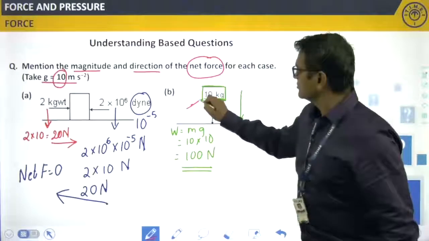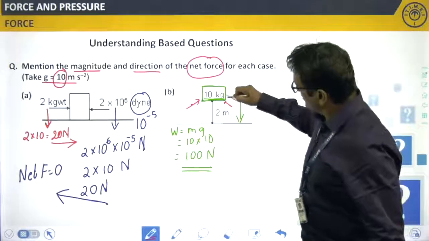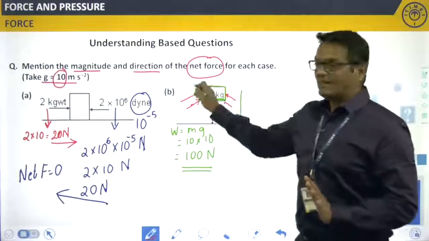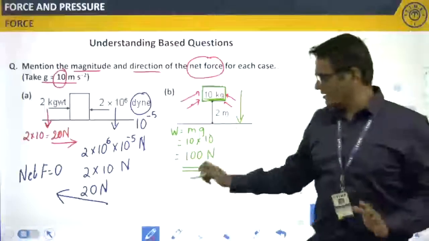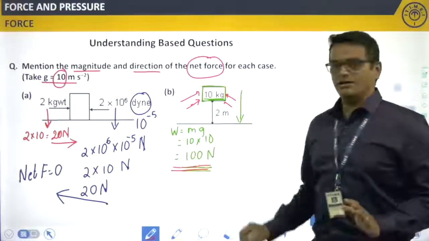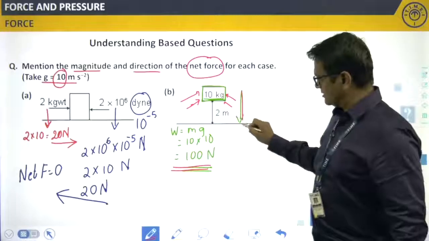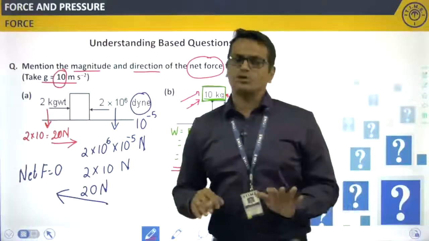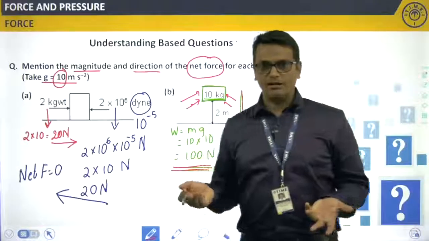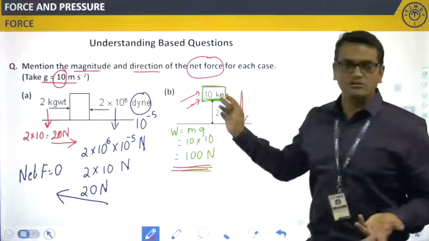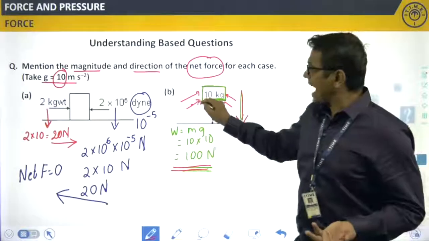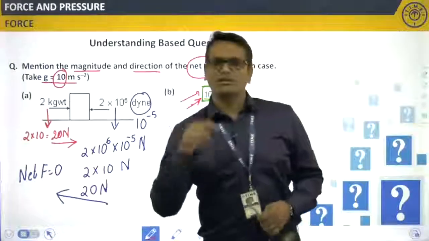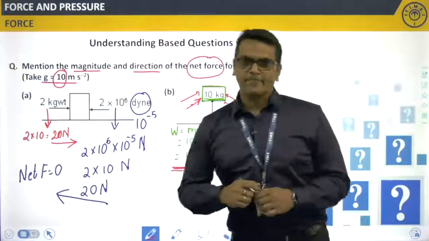But now when it starts moving in the downward direction, what would happen? There will be friction, right? Air will be providing friction. So I'll just say that in case there is no friction around it, the force will be 100 Newton in the downward direction. I cannot find friction because no condition is given to me. So in the absence of friction, the force acting is 100 Newton in the downward direction. Clear? Let's see the next question.